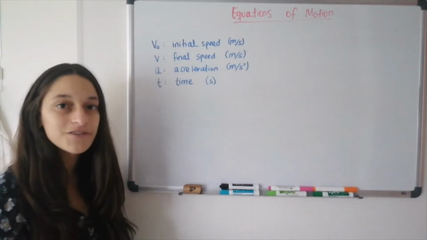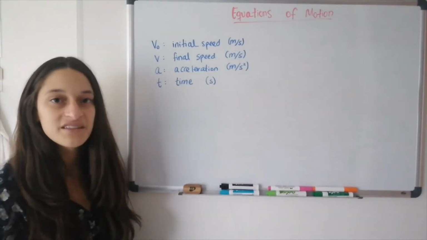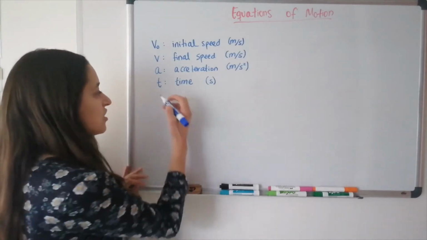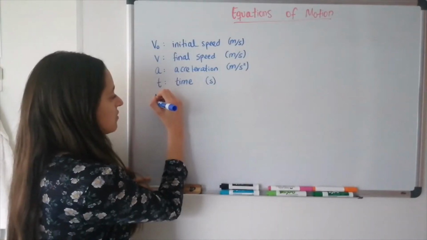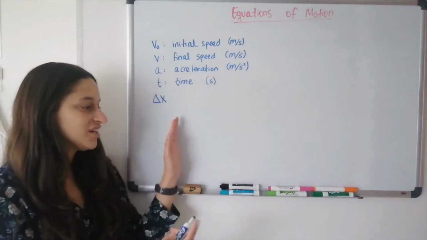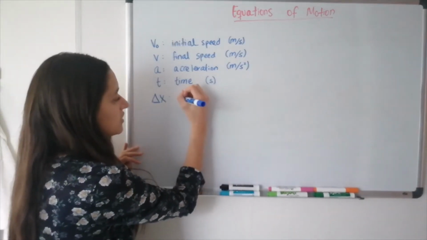And finally, we have our distance. Usually in Khan Academy at least, it's given not only as x, but as delta x. So delta just means change in something. So delta x means that change in position. If you were here, the delta x is how much you moved. But we're just going to call it distance.